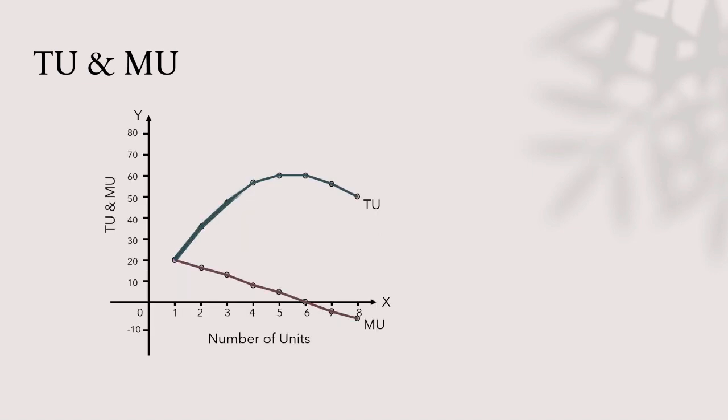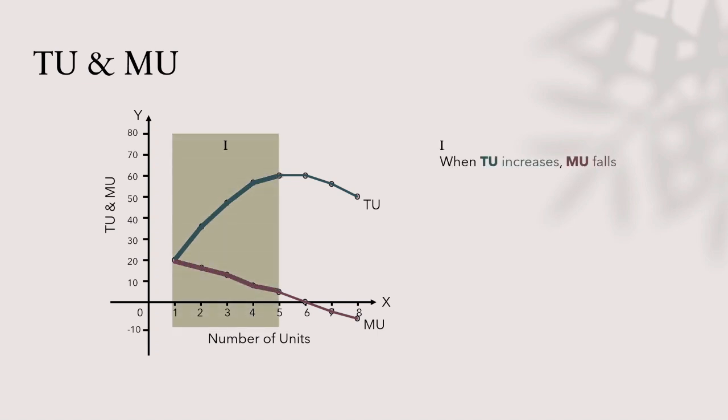Firstly, total utility increases at a diminishing rate and the marginal utility falls. In the second stage, total utility is maximum at the sixth unit and MU, which is the marginal utility, is 0. Thirdly, total utility falls after that, while marginal utility becomes negative and falls.